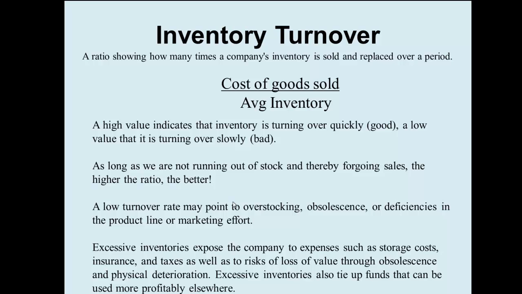At the same time, though, we don't want to be stuck with old inventory that's, like I said, costing us money, but we don't want to miss sales too. So there's kind of a sweet spot where we want to have just enough inventory but not too much. So having a high value here indicates that the inventory is turning over or being sold quickly, which is good, and a low figure for this means that it's turning over slowly, which would be something that's not good.